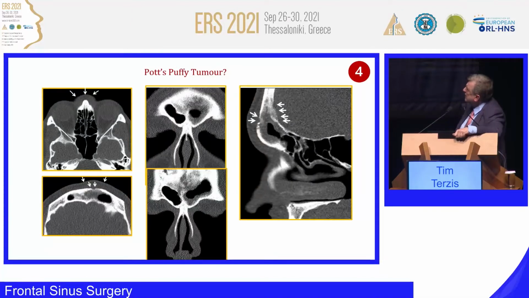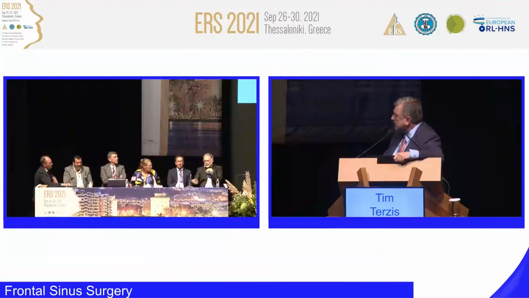CT scan, this one, and we can see this erosion of the anterior wall of the frontal sinus, some sort of involvement or maybe erosion on the posterior bed, some swelling in the soft tissues. Philippe, you want to comment at this stage?